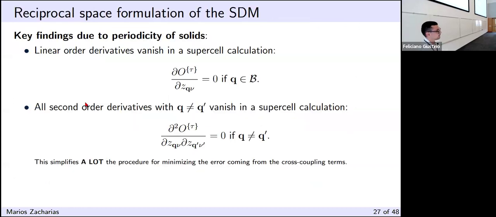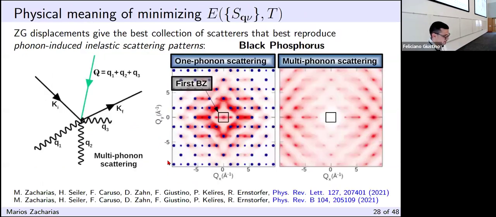Now, coming to some other findings from the theory: these linear terms, if you have Q points with no time-reversal partners, these coefficients reduce to 0. Also, for the second-order coefficients, if the wave vector of the phonons is different, then again these coefficients go to 0 by symmetry. And this actually simplifies a lot the procedure for allocating the optimum set of signs.